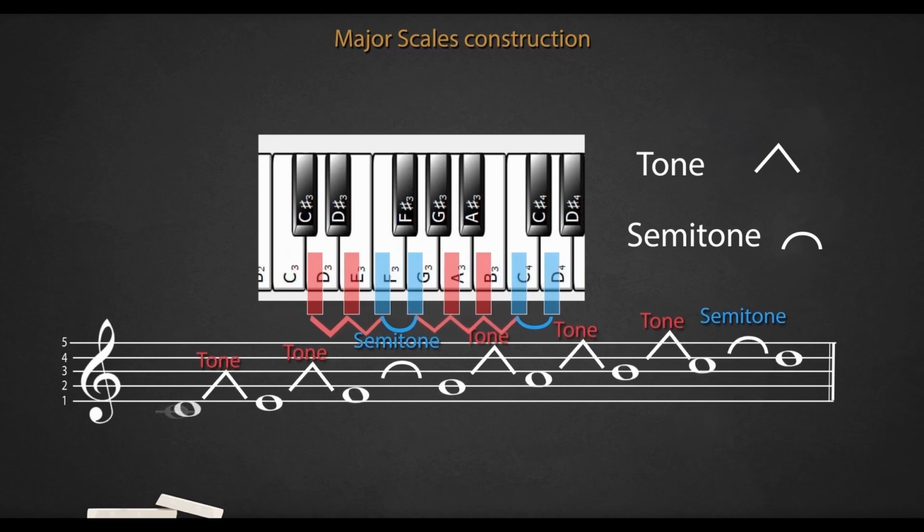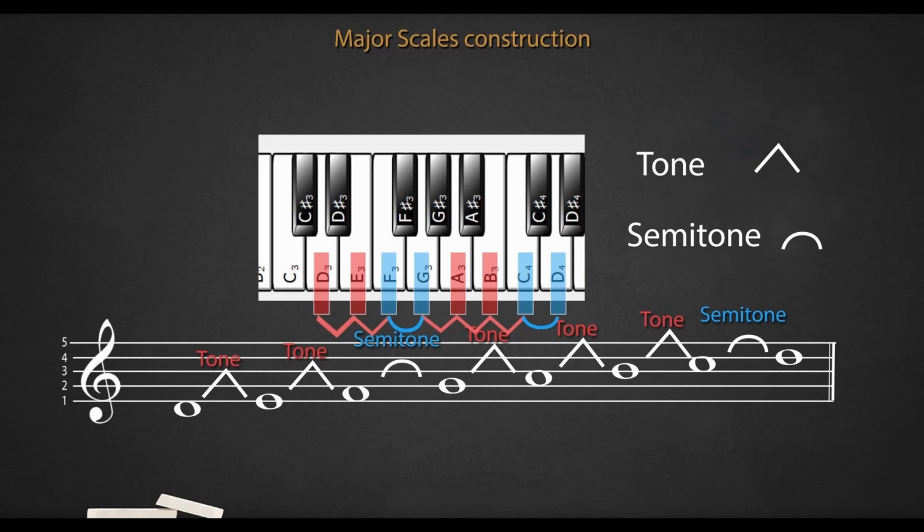If I want to make D major, I will start with D and I go up a tone to E, another tone to F sharp, a semitone to G, a tone to A, a tone to B, a tone to C sharp, and then a semitone to D. This means that D major scale passes always through F sharp and C sharp.